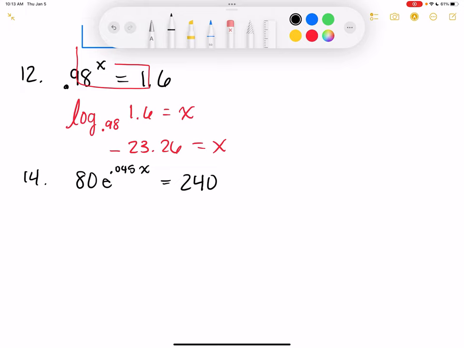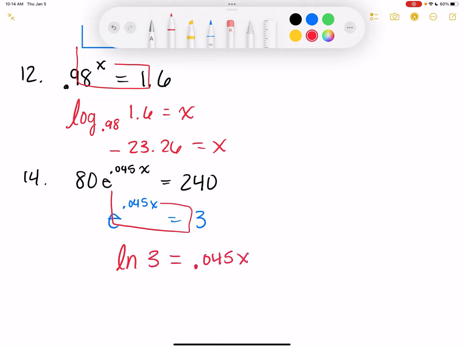All right, so how do I solve this? Okay. You divide by 80. So e to the 0.045x is equal to 3. Okay, and then you're gonna do the L. Now, what is log base e? ln. Thank you. So ln of 3 is equal to 0.045x. And then we divide, so ln of 3 divided by 0.045 is equal to x.